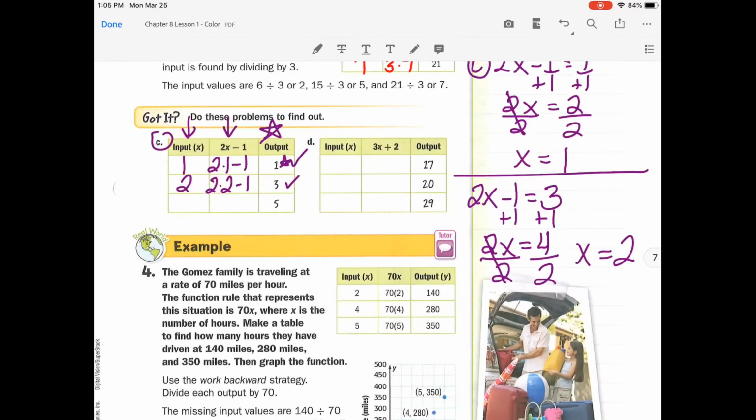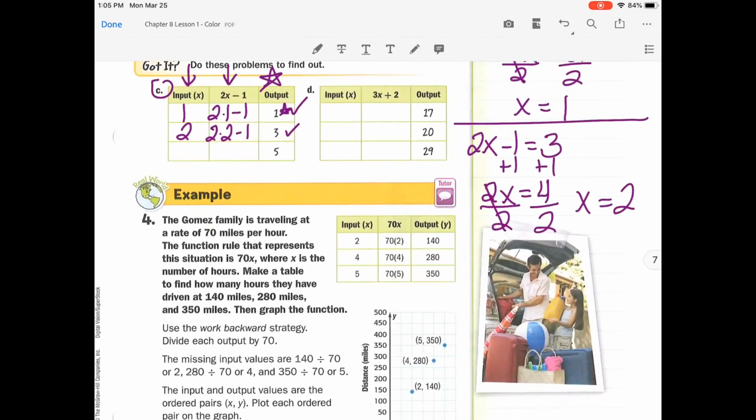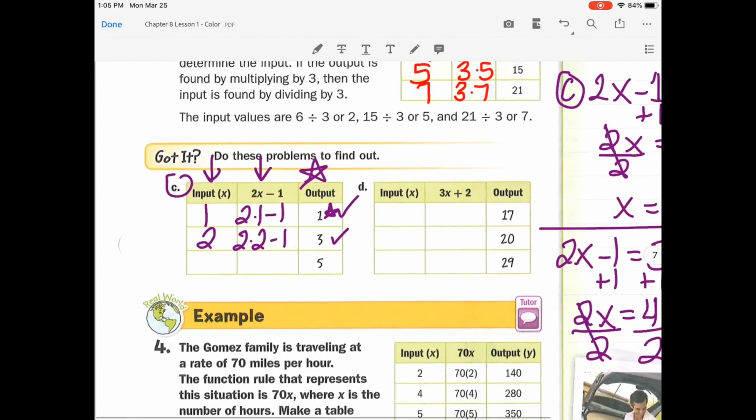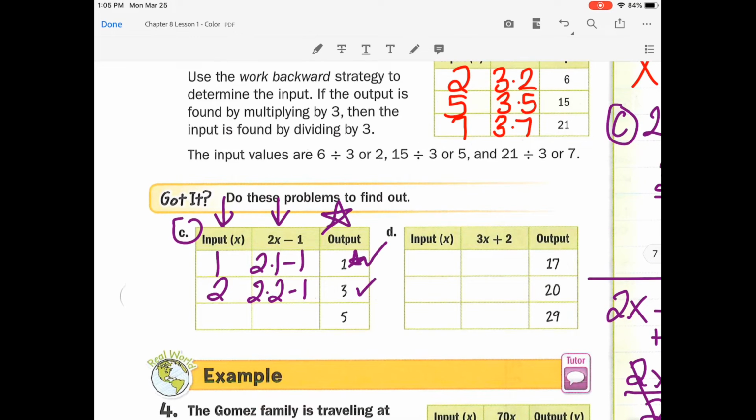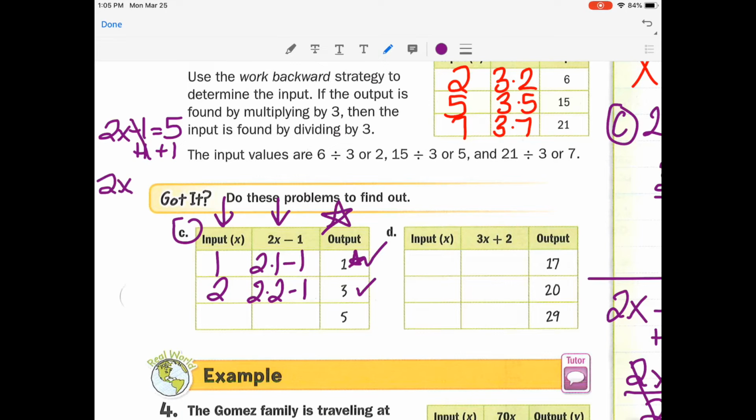All right, let's solve this last one. I'm running out of room. Let's just sneak it in over here to the side. Okay, so 2x minus 1 equals 5. I'm going to add 1 to both sides because that cancels out. I'm left with 2x equals 6. Divide each side by 2. That cancels out. X equals 3. So we think it is 2 times 3 is 6, minus 1 is 5. Check.